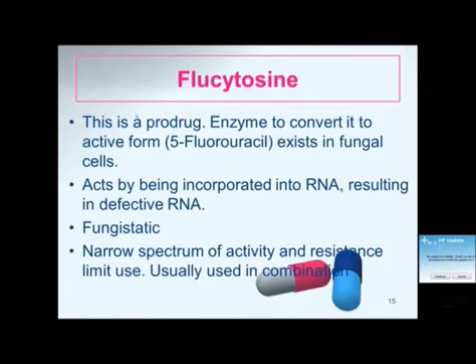But because you can give it as this prodrug, and only the fungal cells possess the enzyme to convert it from flucytosine to 5-fluorouracil, it does actually target the fungal cells themselves, because none of your cells have the capacity to convert flucytosine to the cytotoxic 5-fluorouracil. So it's quite clever. It gets itself incorporated into RNA as RNA is being produced, and it results in a defective RNA, which prevents successful replication and division of the fungal cells.